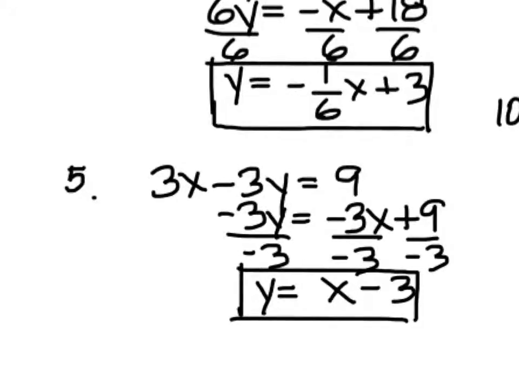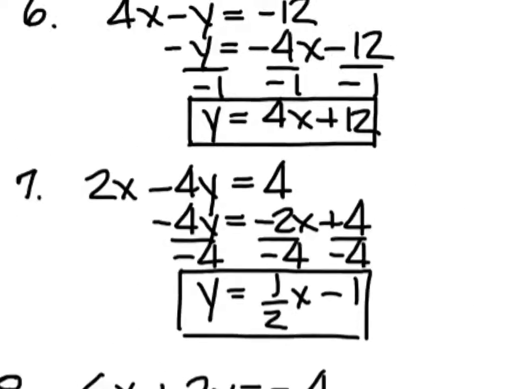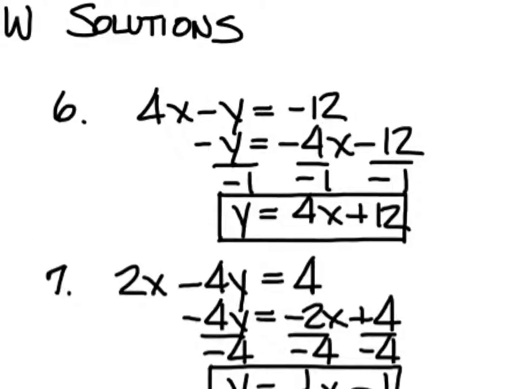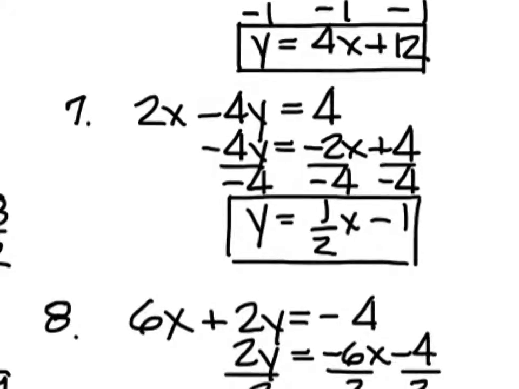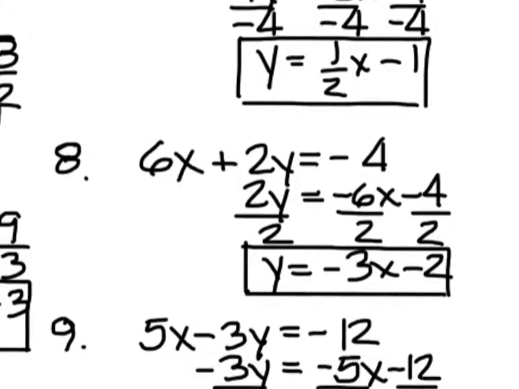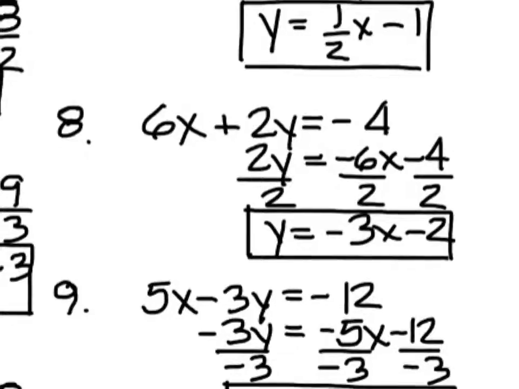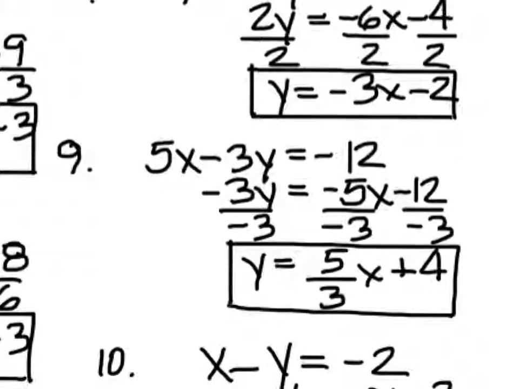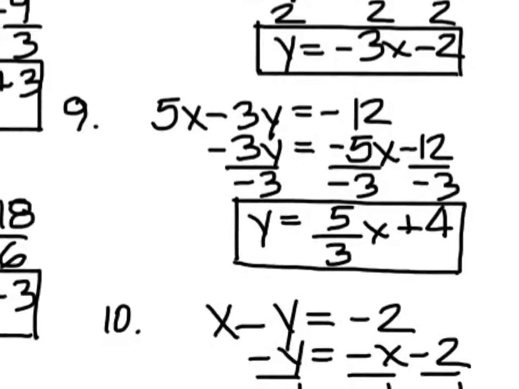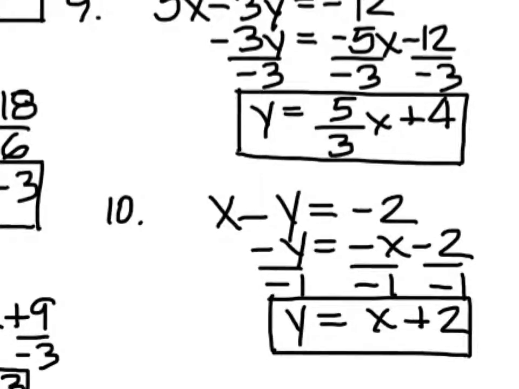5 is y equals x minus 3. For number 6, it is y equals 4x plus 12. 7 is 1/2 x minus 1. 8 is y equals negative 3x minus 2. 9 is y equals 5/3 x plus 4. And 10 is y equals, not a half, but x plus 2.